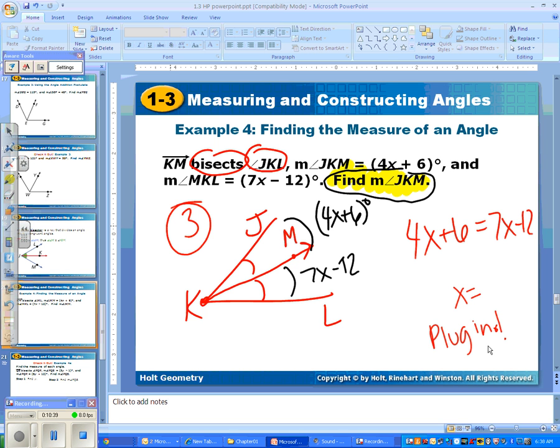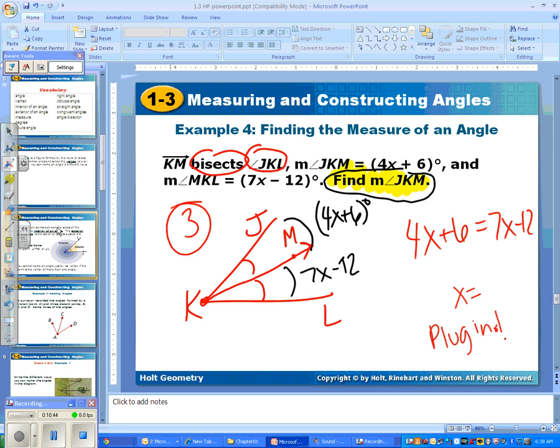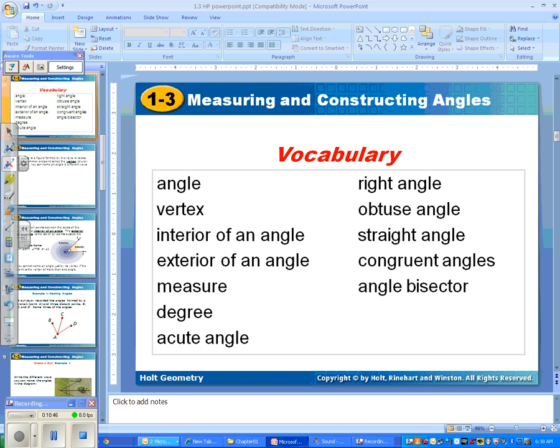And that is all of the notes that we're going to talk about today. Go ahead and remember, make sure you have an understanding of all of these vocabulary words. You rock.